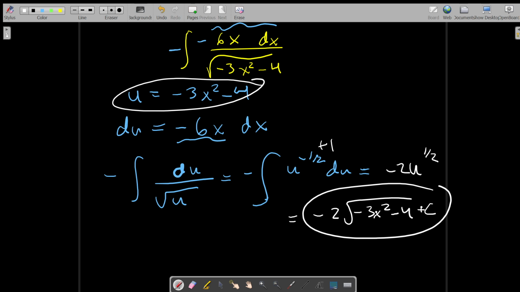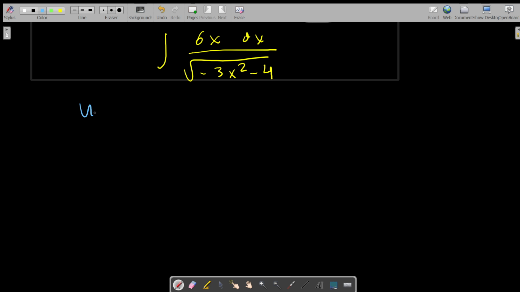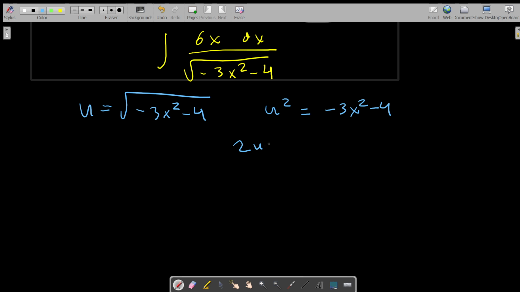So now let me copy this and bring it down, and we'll do the second method. Now for our second method, instead of just substituting the inside of the radical, we're going to substitute the whole radical, the square root of minus 3x squared minus 4. And just because I don't like differentiating the radical, to make this easier we can square both sides and get u squared equals minus 3x squared minus 4. Then we can take the derivative on both sides, and we'll have 2u du equals minus 6x dx.